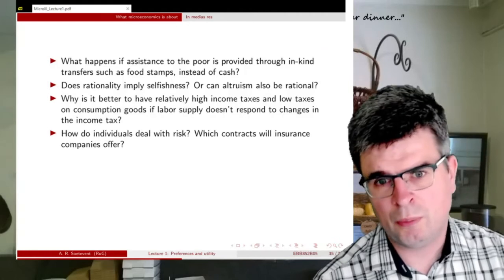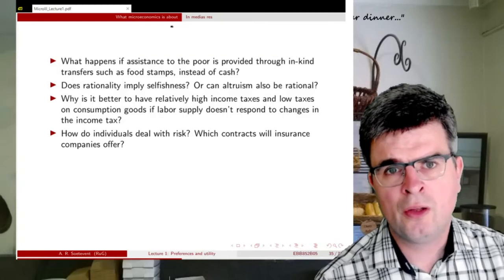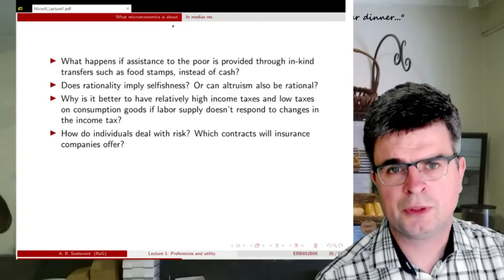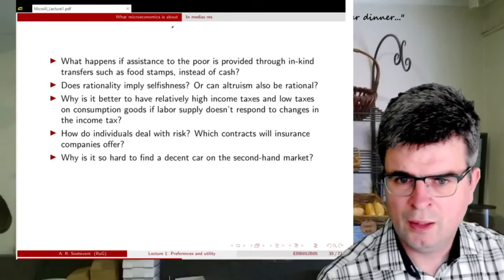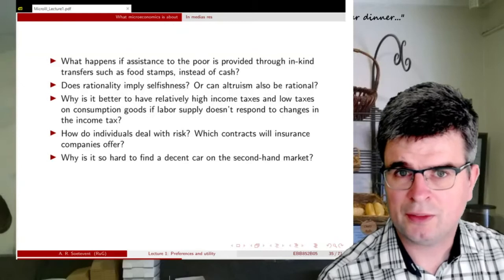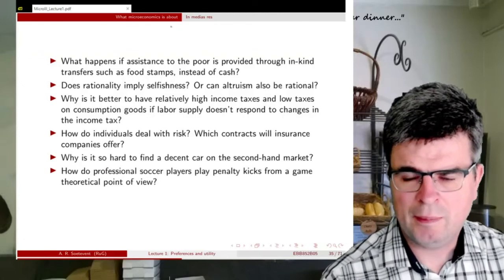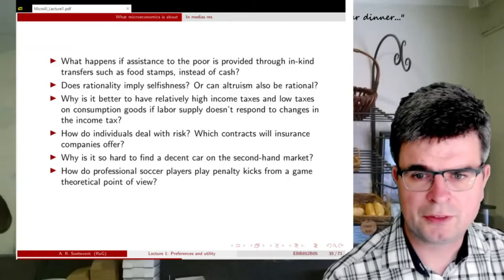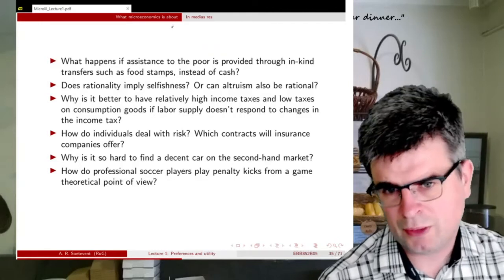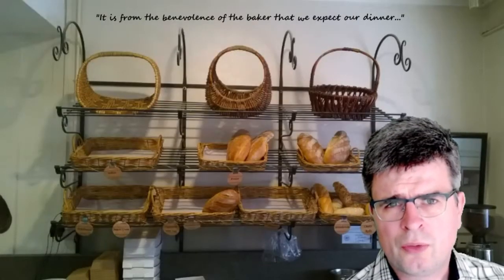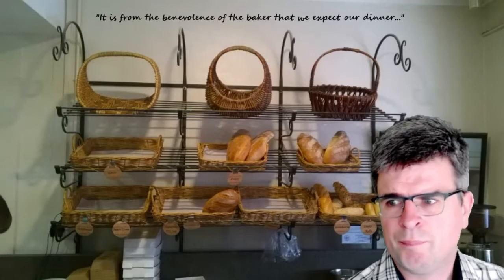How do people deal with risk, and what contracts will insurance companies offer to protect consumers against risk, and what premium will they charge for their policies? Now, why is it hard to find a decent car on the second-hand market or on Marktplaats? How do professional soccer players play penalty kicks from a game theoretical point of view? So that was a real long introduction to the course. Now we will start with chapter 3.